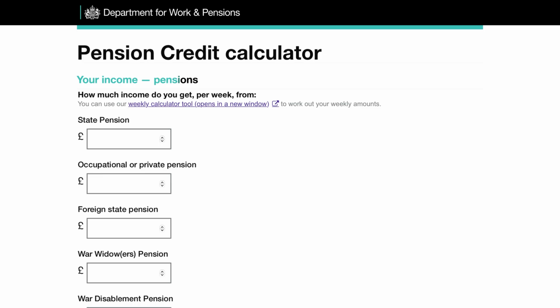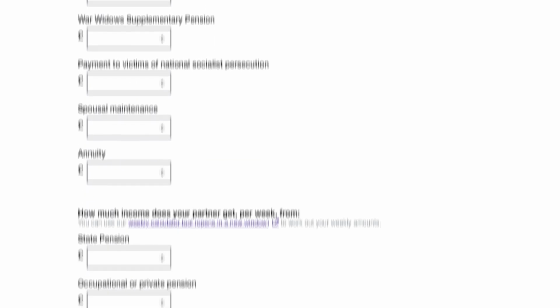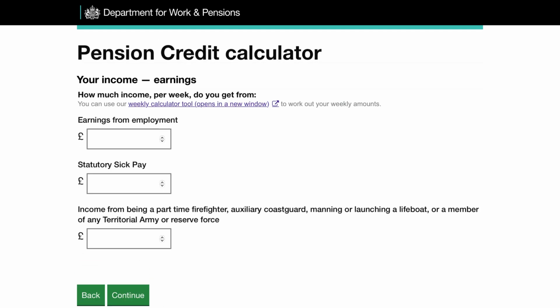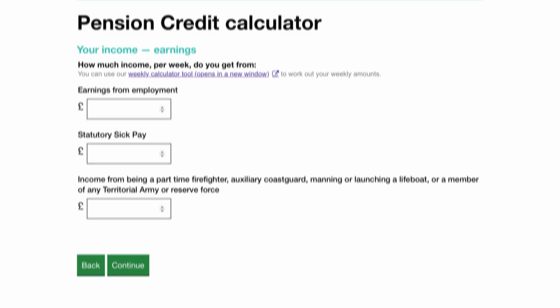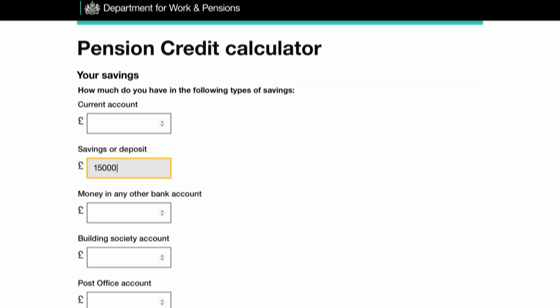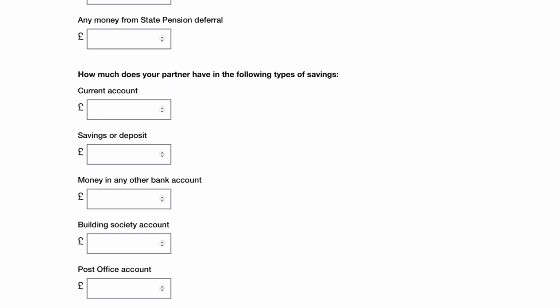In the Your Income Pensions section, Sajid types that he receives £160 per week new state pension and a private pension of £90 per week. Asiya is not entitled to any state pension, so her boxes are left blank. Sajid and Asiya do not have any other earnings, so the Your Income Earnings section is left blank. In the Your Savings section, Sajid types that he has savings of £15,000. Asiya does not have any savings, so leaves her boxes blank.